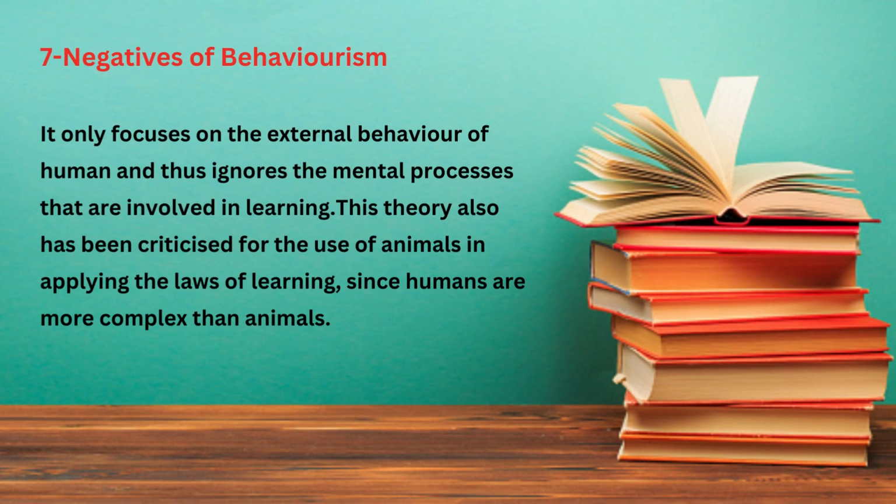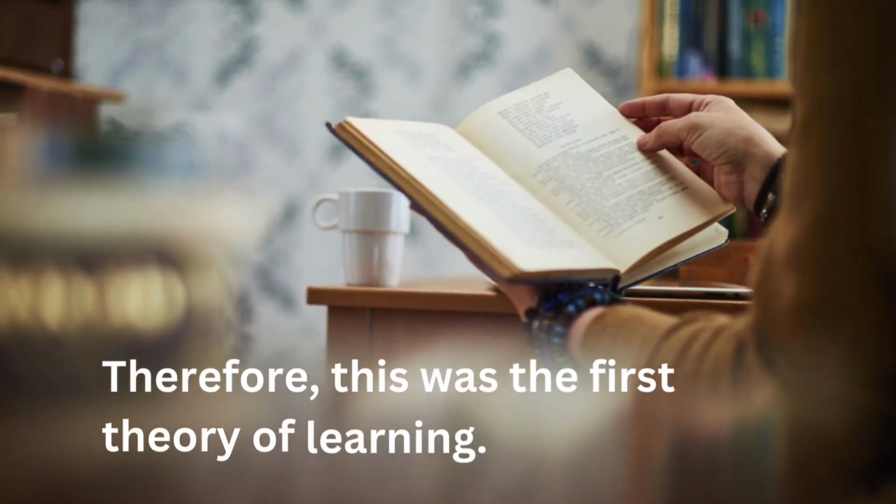7. Negatives of behaviorism. It only focuses on the external behavior of humans and thus ignores the mental processes that are involved in learning. This theory also has been criticized for the use of animals in applying the laws of learning, since humans are more complex than animals. Therefore, this was the first theory of learning.